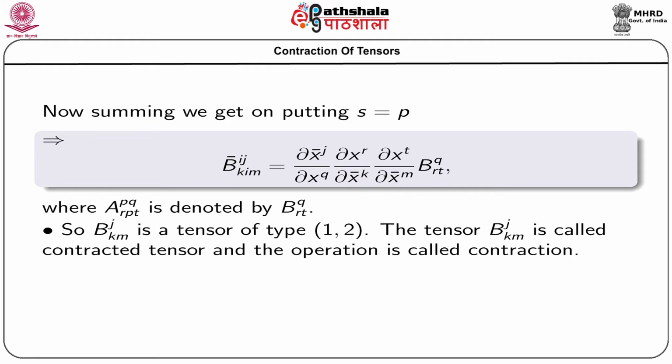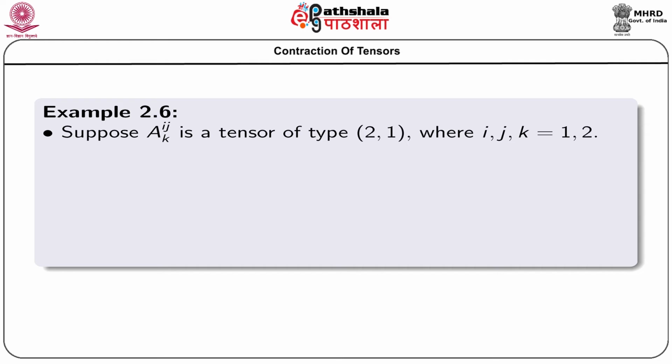So this one B j k m is a tensor of type 1, 2. At the beginning, the tensor was of type 2, 3. So after contraction of I and L and summing, we get a tensor whose components are B, J, K, M, which is a tensor of type 1, 2. B, J, K, M is called the contracted tensor and the operation is called contraction. Let us take another example.